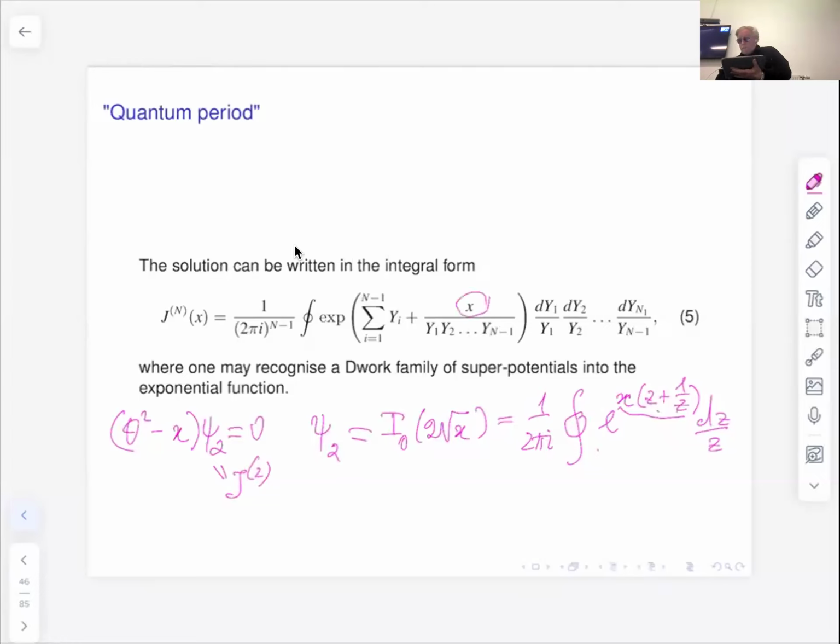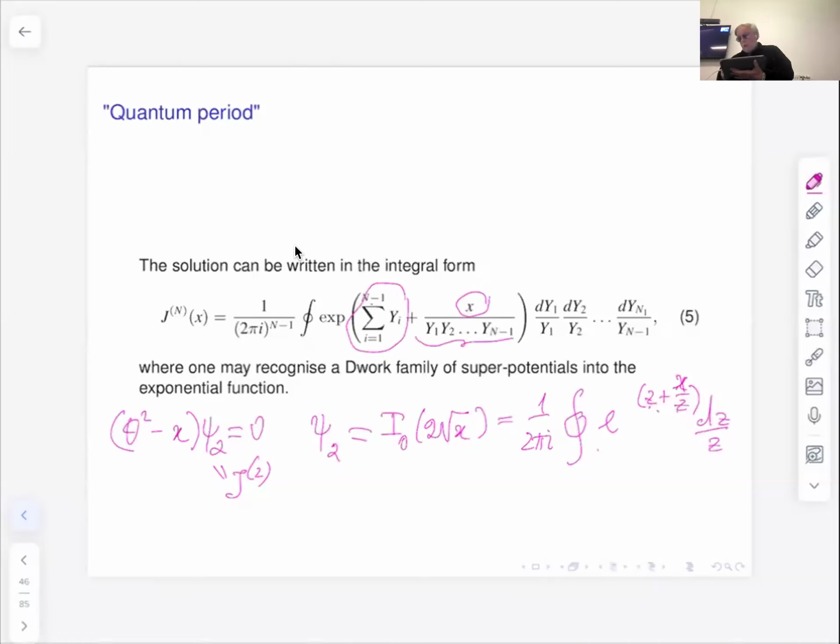I'm sorry, I made a mistake. It is not x, it is x. Parameter x, it is like this. Instead of z, you have this sum of n minus 1 parameters. Here it's z, here it's y1, ..., y n minus 1. And instead of 1 over z, you have this product of n minus 1.